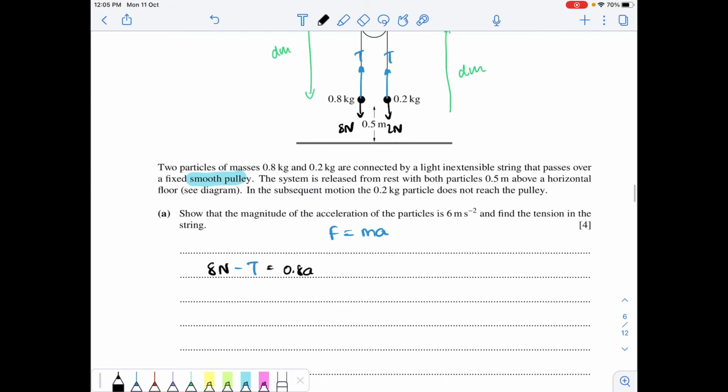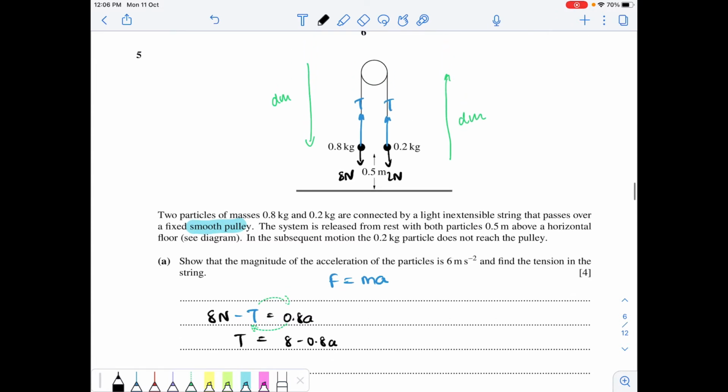Okay, we're just going to solve for T. So we're going to make T the subject of the formula, and you'll see why we need that later on. So I'm going to move the T over to this side and the 0.8a over to that side. That's going to give me T equal to 8 minus 0.8a. So there we have the first particle.